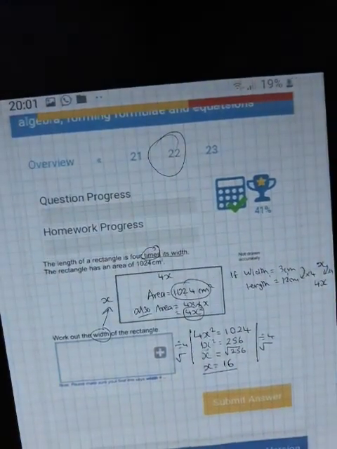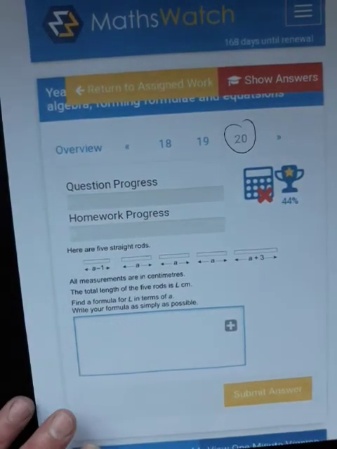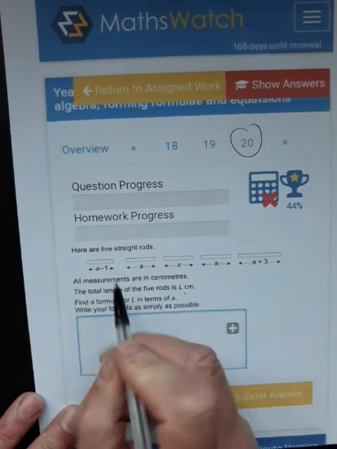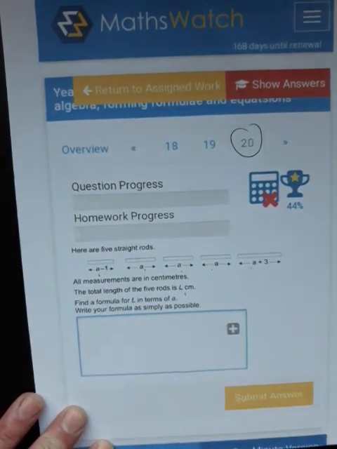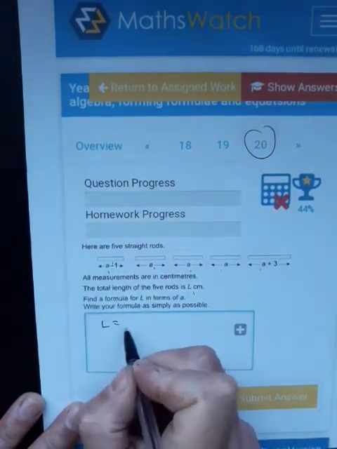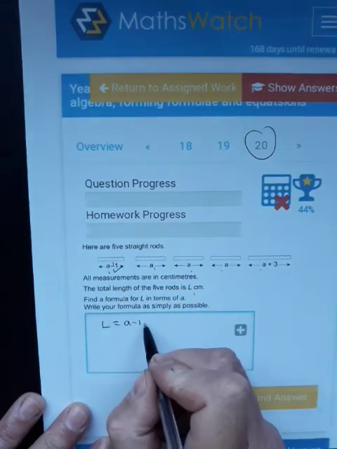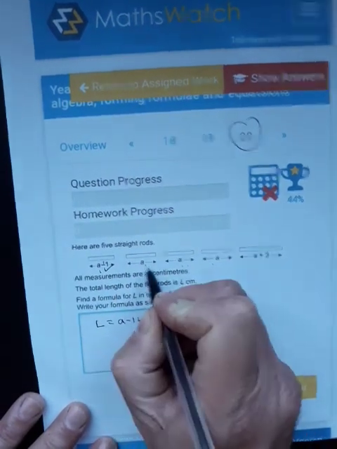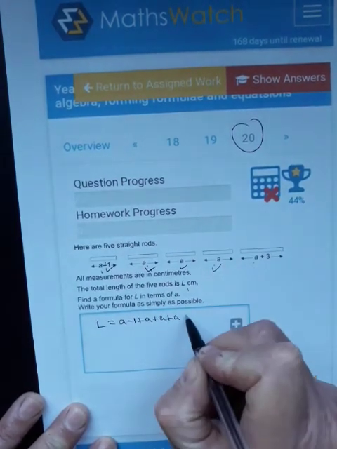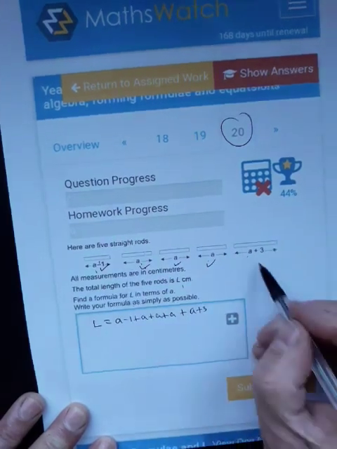Okay, good. Right, so the last question I want to look at in this section is question 20. Similar idea here. What have we got here? 5 straight rods. All the measurements are in centimetres. The total length of the 5 rods is L. So this plus this plus this plus this plus this must be equal to L. Find L in terms of A. Well, I've just said it, haven't I? So L is equal to A minus 1, plus A, plus A, plus A, cool, a lot of A's here, plus A plus 3.